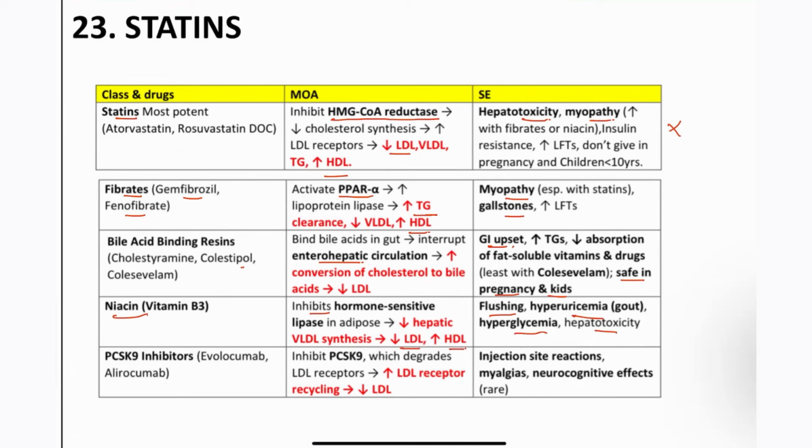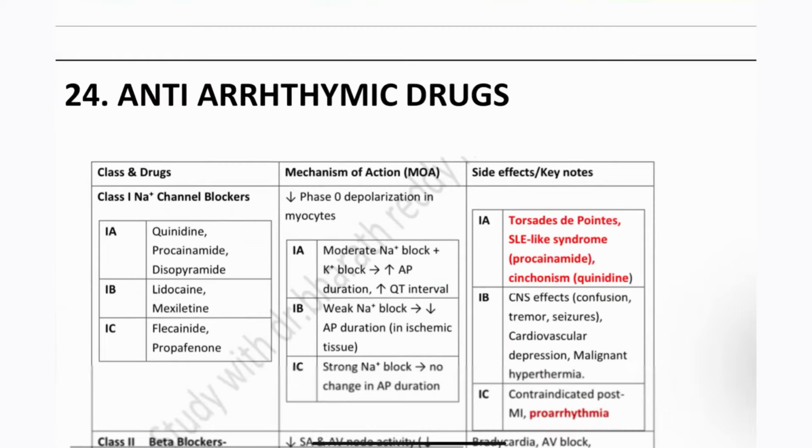And the last one, monoclonal antibodies like evolocumab. This is a PCSK9 inhibitor. Okay, so that LDL receptors are going to recycle and LDL will be decreased. Side effects are severe muscle reactions, injection site reactions, and neurocognitive effects, which are rarely seen. These are the lipid-lowering drug classifications. Next, moving on to the antiarrhythmics.